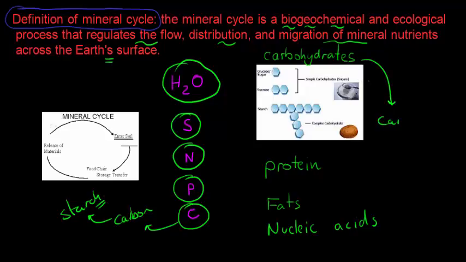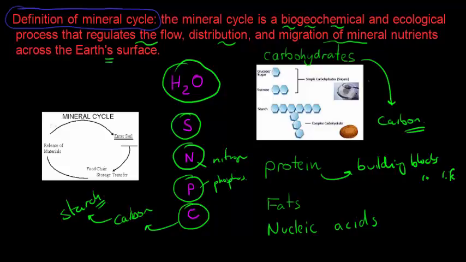Carbohydrates are part of the carbon cycle, but carbon and phosphorus and nitrogen are also important for proteins, right? So we need these different minerals to make proteins, which are building blocks of life, right? So the proteins are building blocks of life, and without those simple elements, nitrogen, phosphorus, carbon, oxygen, hydrogen, and also sulfur, we wouldn't be able to actually make most of our proteins.